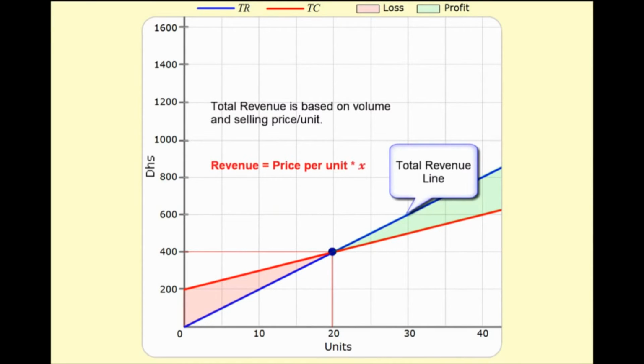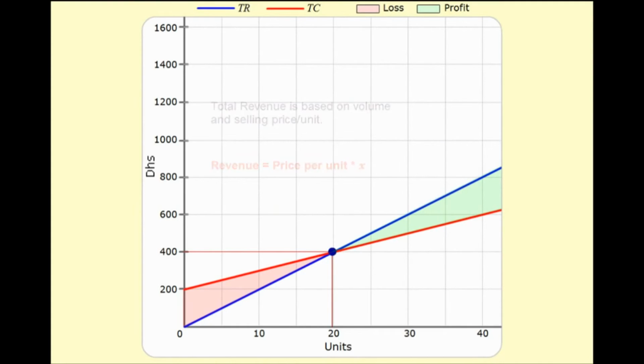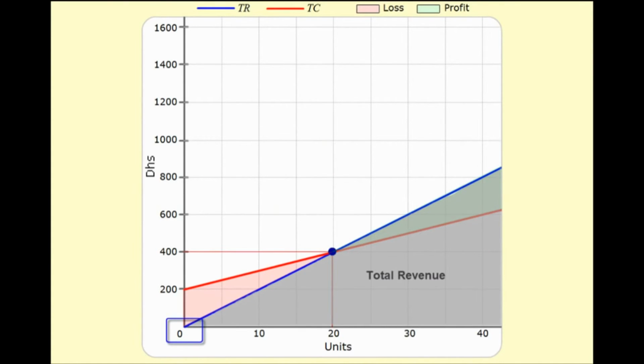The total revenue is a function of the units sold. It is a function of our selling price per unit times the number of units sold. You can see that when we sold no units, we don't have any revenue, so we're at zero. But we go up with a line that has a slope equal to the selling price of the product.